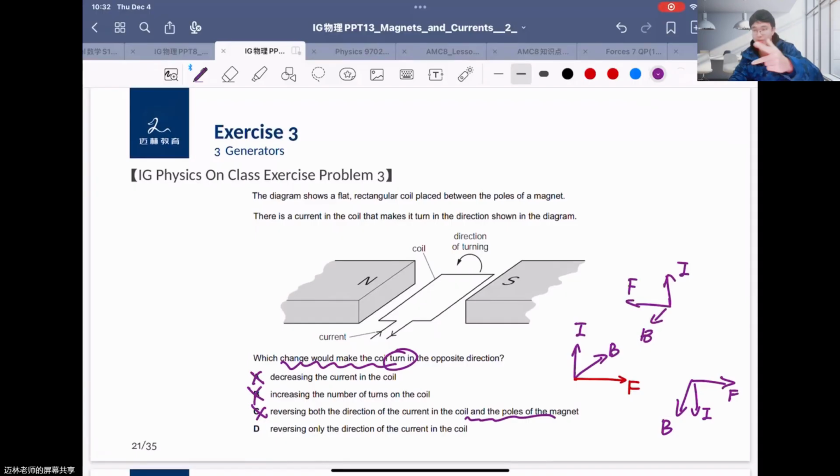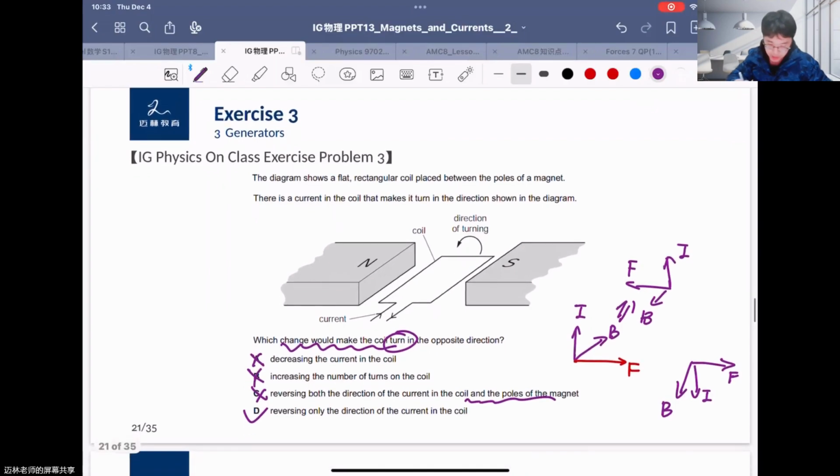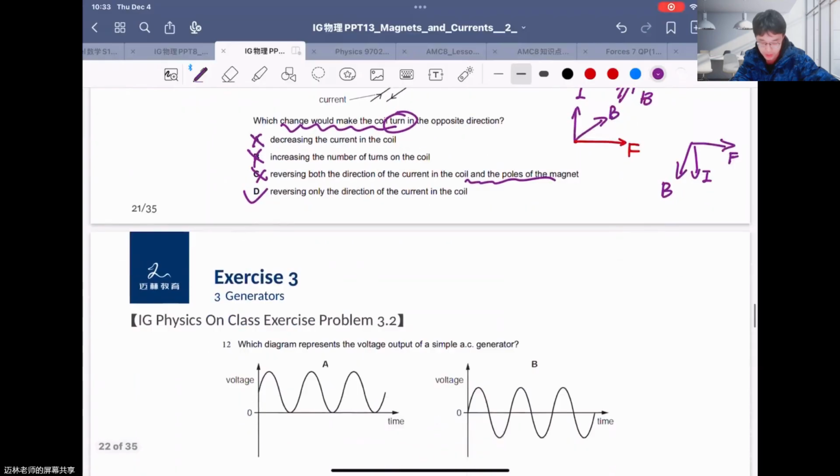Maybe you can use your hand to represent it. Raise up your hand and use three fingers to represent this shape. You can find that we can only invert just one parameter, so we cannot invert both. So C cannot be chosen. D is reversing only the direction of the current in the coil, so we can choose this one. This is useful and helpful, so finally we choose D.